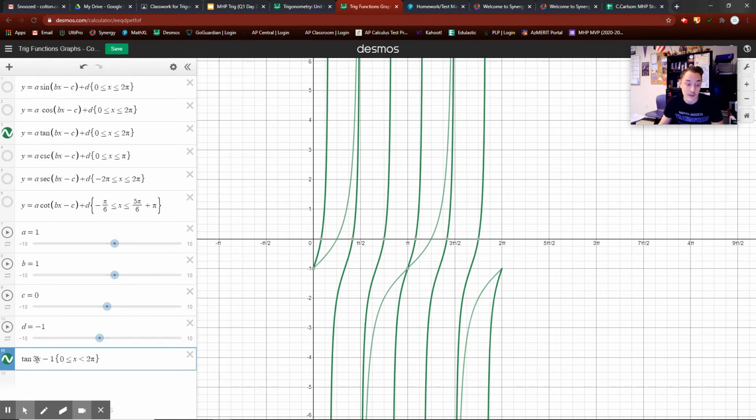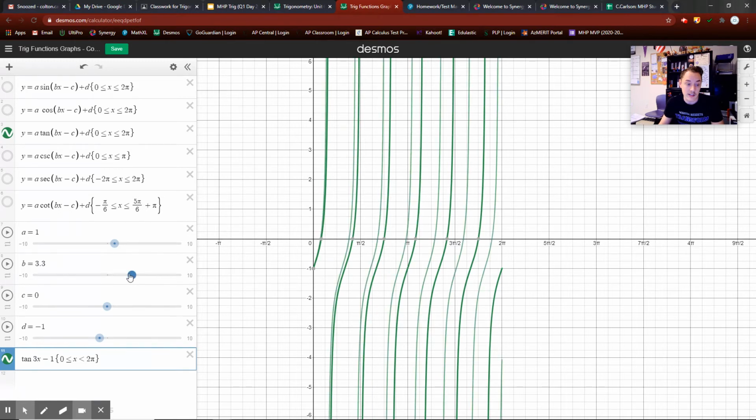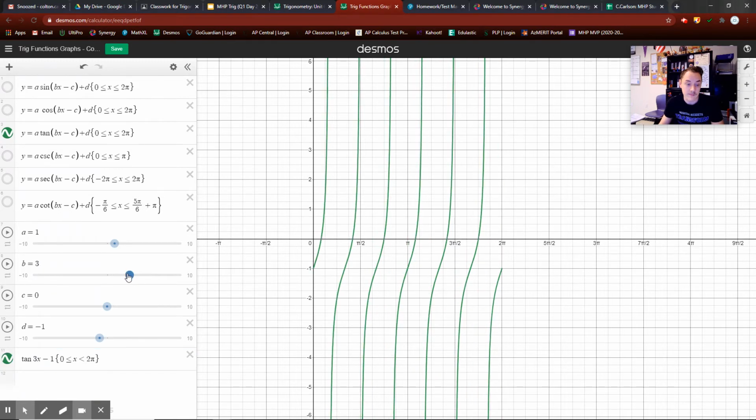My b value of tangent is 3, so I'm going to change that to 3. Notice what happened here. And then my d value was -1, because I switched it over and equaled my equation to 0 and said -1. So that's my d value. That's the thing that moves it up or down. So I said I want to make it -1.